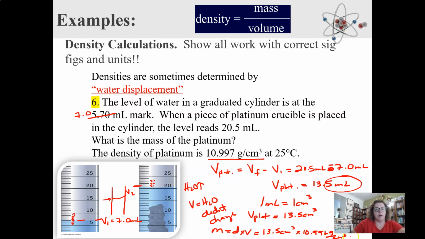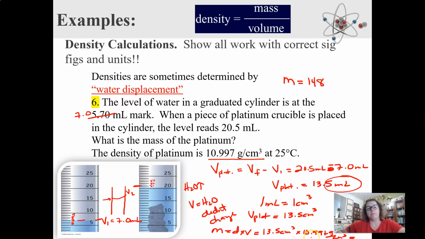Apologies, I'm down at the bottom of the PowerPoint. 3 sig figs times 5 sig figs, I need to have my answer with only 3 sig figs. So 13.5 times 10.997, with only 3 sig figs, I get 148. Sorry, I'm going to put my answer up here at the top. So my mass is 148.